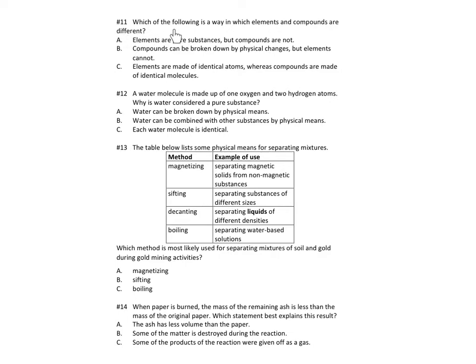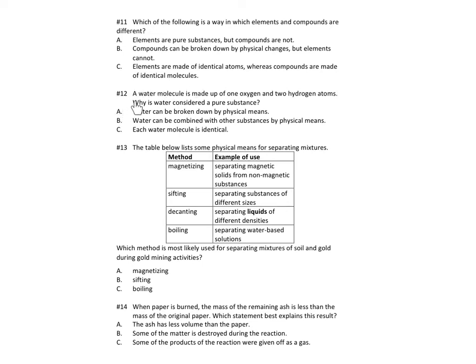Number 11. Which of the following is a way in which elements and compounds are different? A. Elements are pure substances, but compounds are not. B. Compounds can be broken down by physical changes, but elements cannot. C. Elements are made of identical atoms, whereas compounds are made of identical molecules.